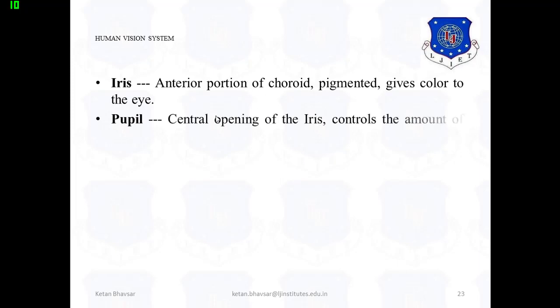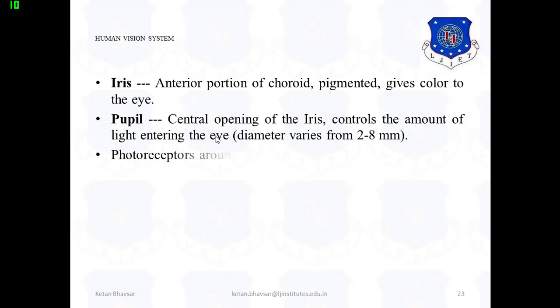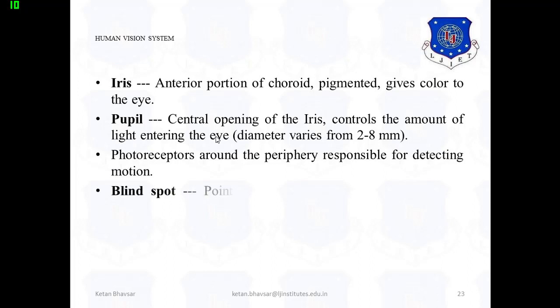Pupil, the central opening of the iris, controls the amount of light entering the eyes. Basically, pupils are active whenever you drive a vehicle and lights come in front of you, then our pupils are generally helpful for balancing the intensity of light. They play a main role in night vision or day vision. Photoreceptors around the periphery are responsible for detecting motion also.